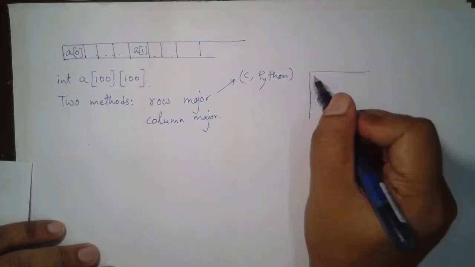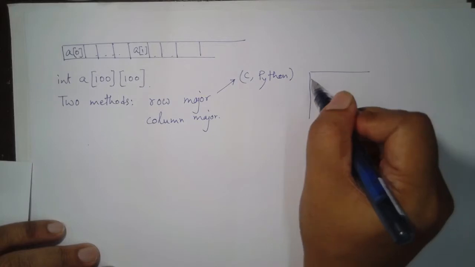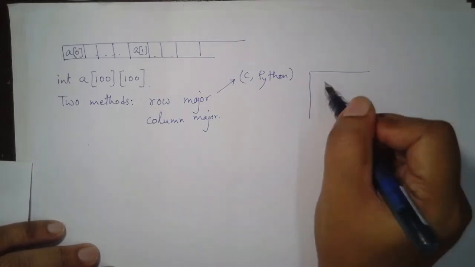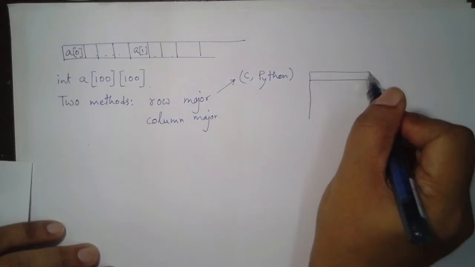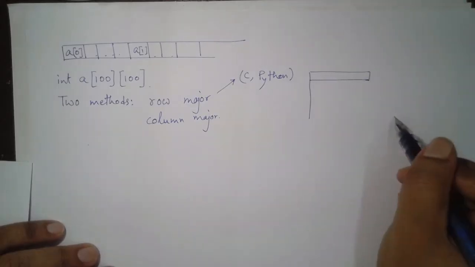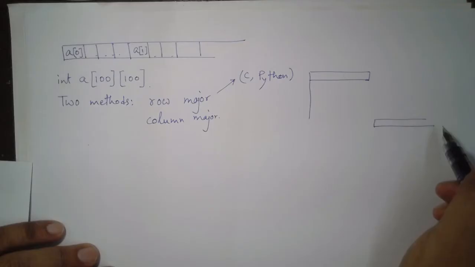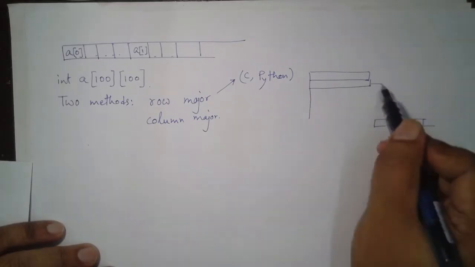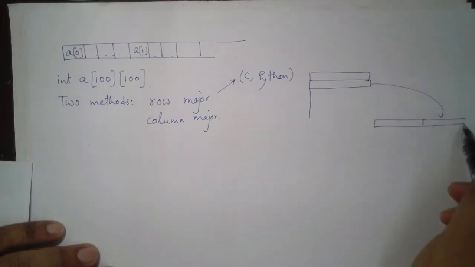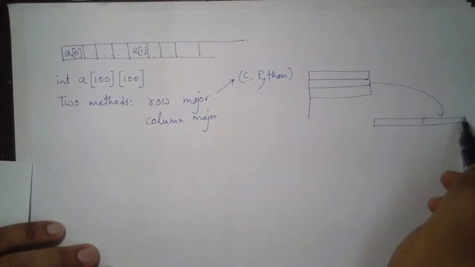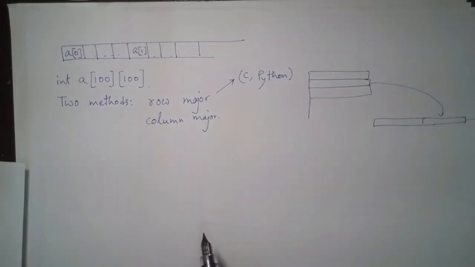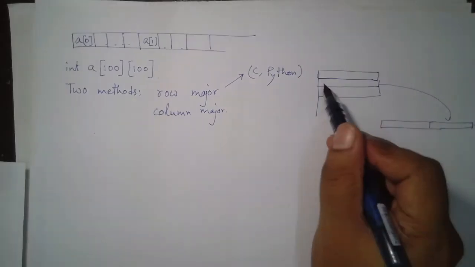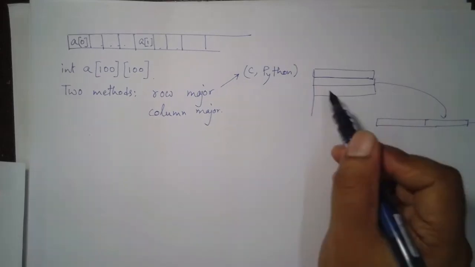What you will do is take the first row, and that first row will go into your array first, followed by the second row. The second row will go here, followed by the third row and so on. So, basically you will read row wise, alright. You will read one row at a time and then store it in this one by one.